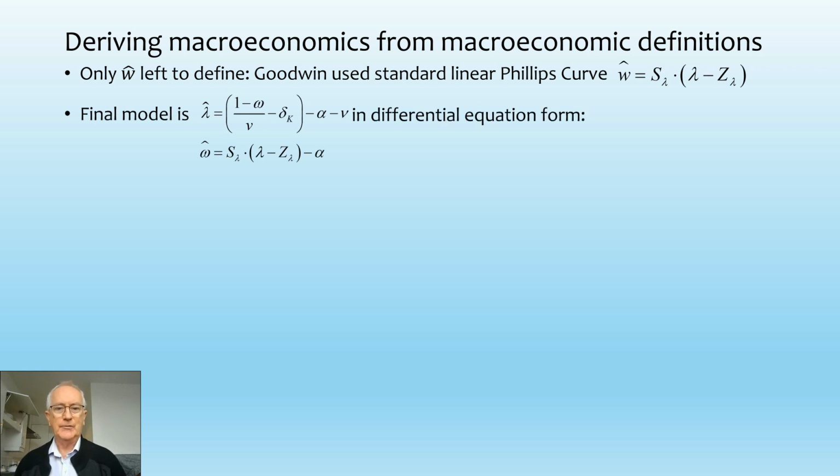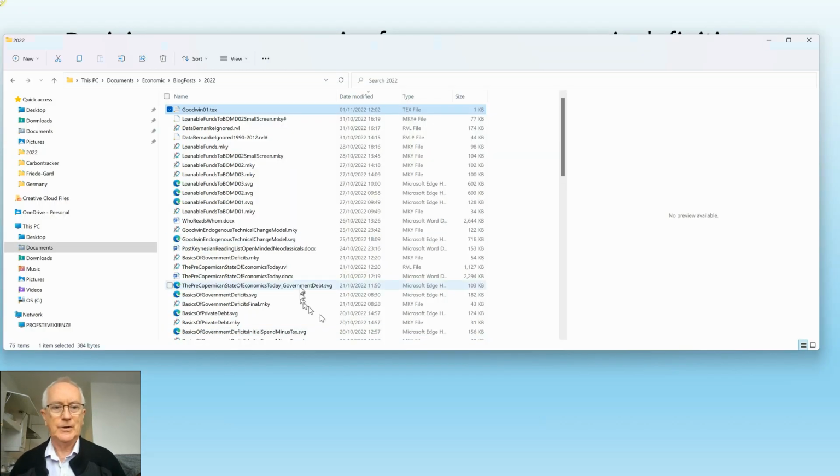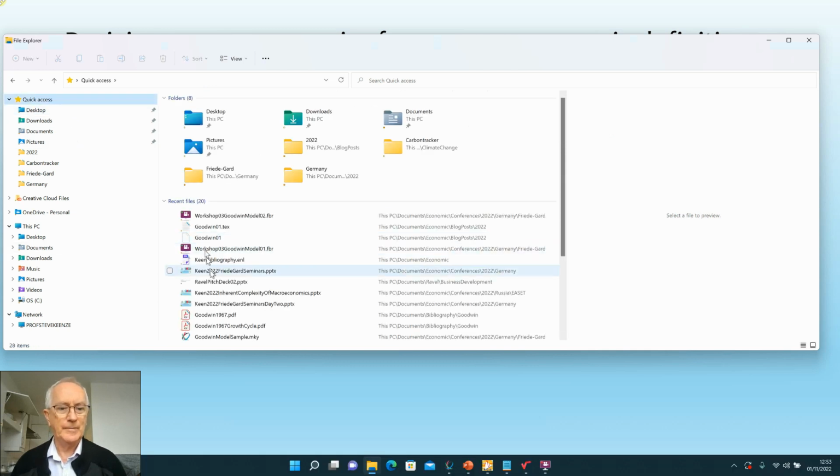And in differential equation form, I've got to multiply through by omega and lambda, because omega hat is 1 over omega, d omega dt, and lambda hat the same thing. So that is now expressing Goodwin's model as a set of differential equations. And even though I know it's complicated when you first see it, that is a lot easier. Let's go back and take a look at Goodwin's paper.